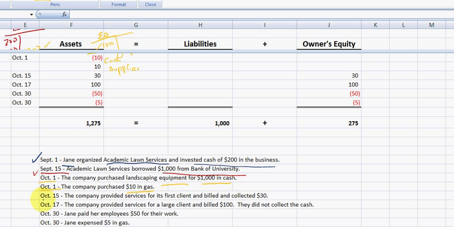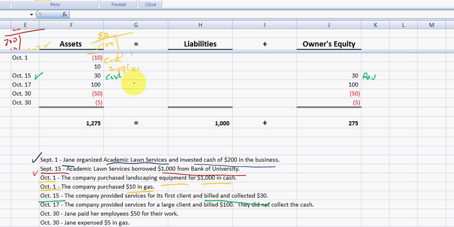Let's look at the 15th. The company provided services for its first client and billed and collected $30. So here on the 15th, they received revenue and cash of $30, because right after they mowed a residential lawn, the person came out and gave them the money for it. So the equation again balances.